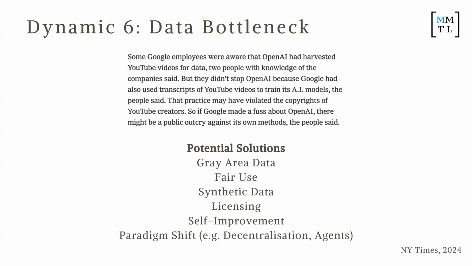Licensing. Companies might just license their information. For example, OpenAI started to license data from Reddit and other companies. Self-improvement: can AI improve itself in some other way, not using data? We don't know. And is there going to be some other paradigm shift, which we'll talk about later?